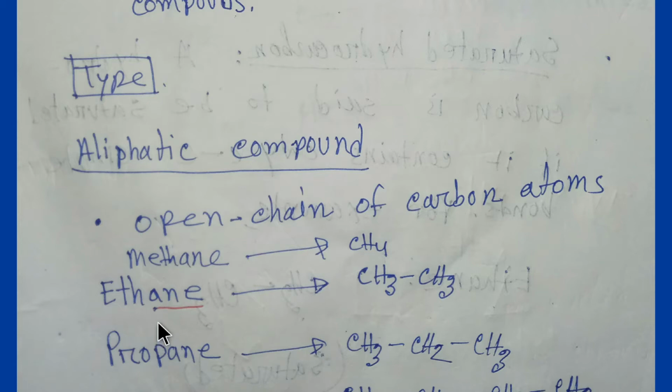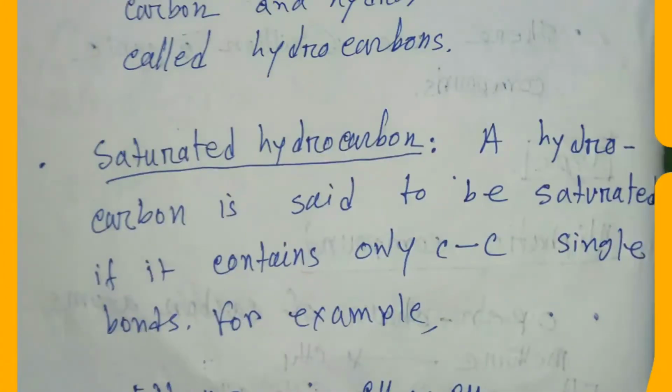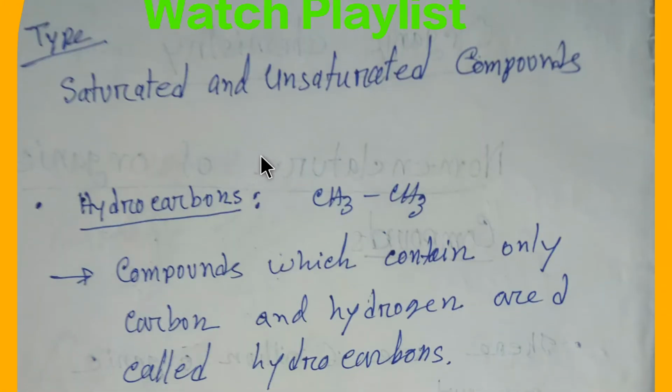Examples are methane, this is 1 carbon, ethane, this is 2 carbon, propane, this is 3 carbon, and butane, this is 4 carbon, right? Okay, another type: saturated and unsaturated compound. To understand what are saturated compounds and what are unsaturated compounds, we have to have knowledge of hydrocarbon, right?